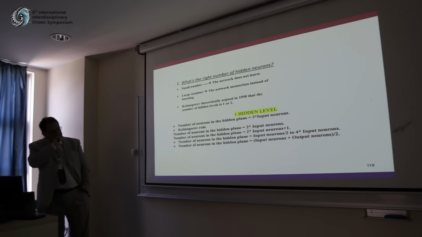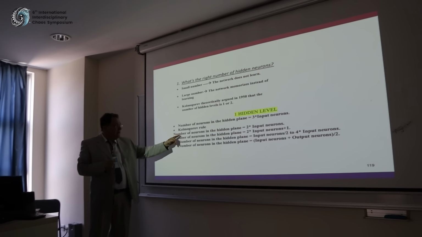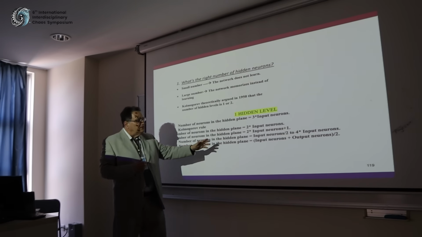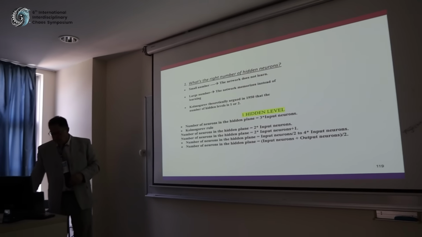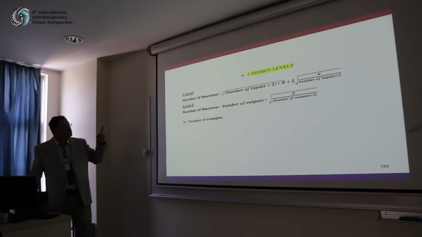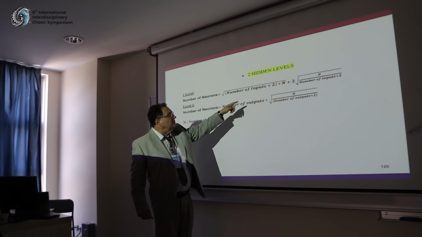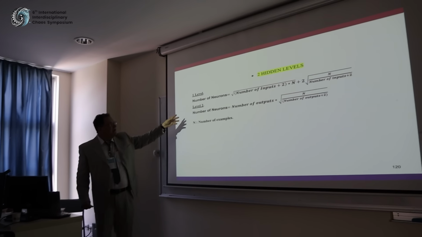There are many recipes about it. One hidden layer, look how complex it is. Number of neurons in hidden layers: 3 times the input neurons. Kolmogorov rule: number of neurons in the hidden layer is twice the input neurons, plus 1. This is a range: input neurons divided by 2 to 4 times input neurons. If you have 2 hidden layers, look how we calculate the number of neurons: square root of the number of inputs multiplied by n, n is the number of sums, etc. Level 2.